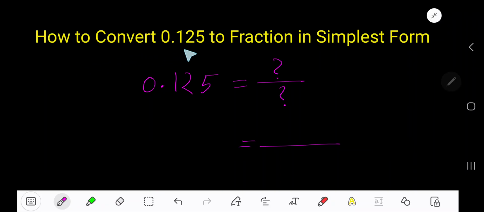How to convert 0.125 to fraction in simplest form. So we need numerator and denominator. For numerator, just keep this decimal, write the number you are getting, and for denominator, for every digit after decimal you have to consider 10.